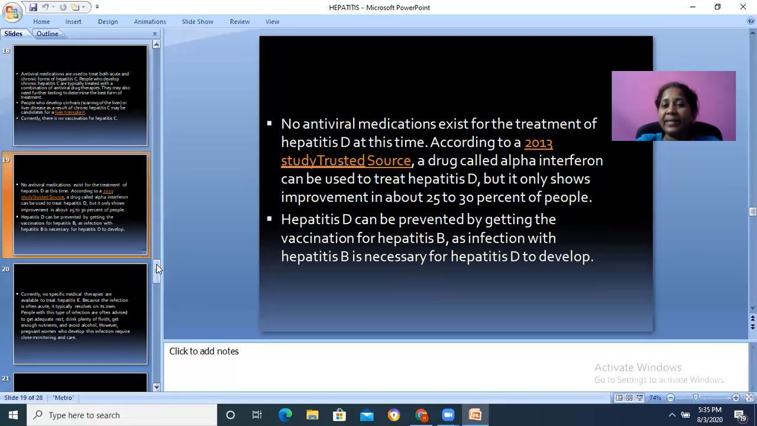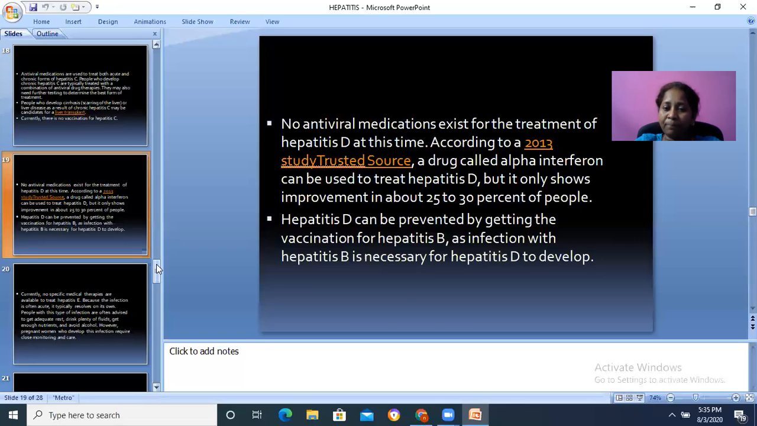No antiviral medication exists for the treatment of hepatitis D at this time. According to a 2013 study, a drug called alpha interferon can be used to treat hepatitis D, but it only shows improvement in about 25 to 30% of people.